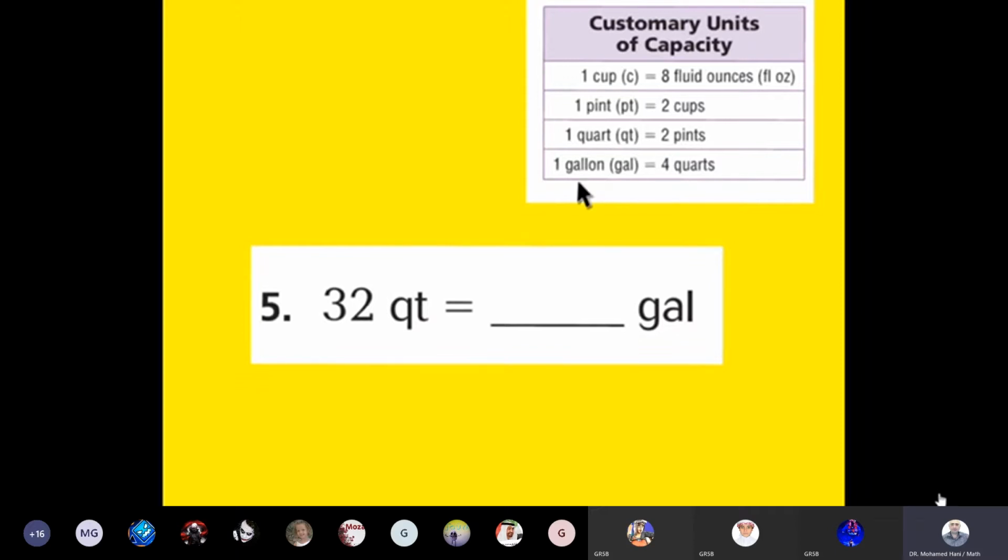So if 1 gallon equals 4 quarts, how many gallons would equal 32 quarts? Remember, when you go from a small unit to a larger unit, you're going to divide. And if I know 4 quarts equals 1 gallon, I'm going to plug in 32 quarts divided by 4, because 4 quarts are in 1 gallon. 32 divided by 4 I know is 8, because 8 times 4 is 32. So 8 gallons is the same value as 32 quarts.